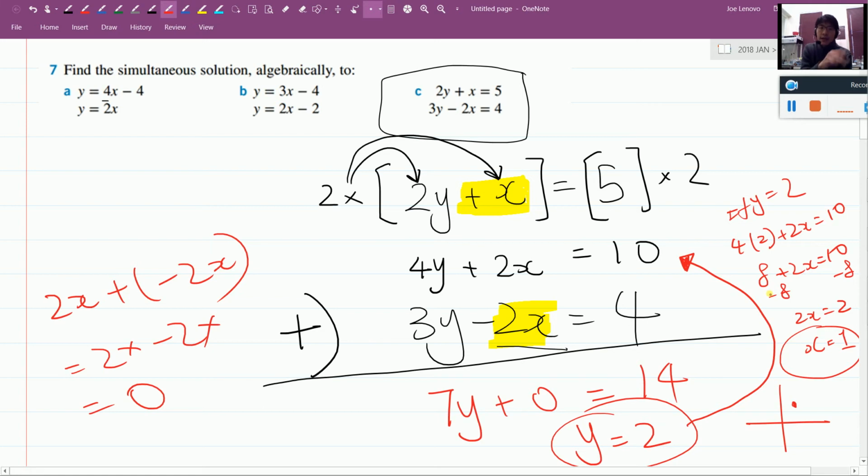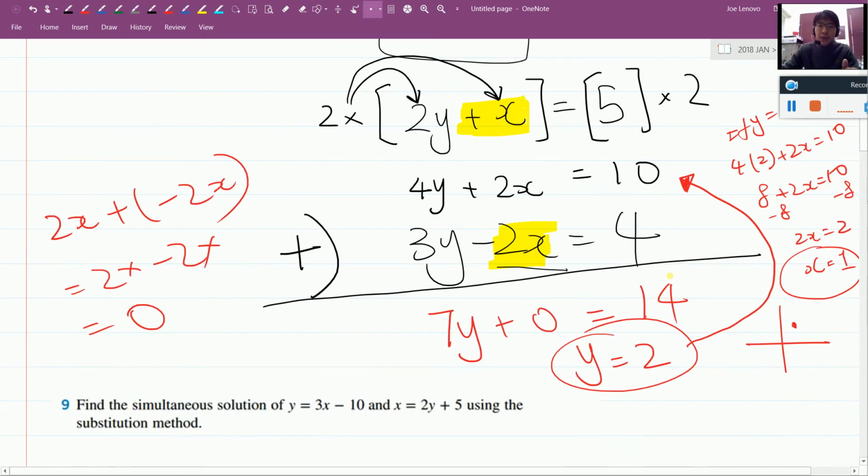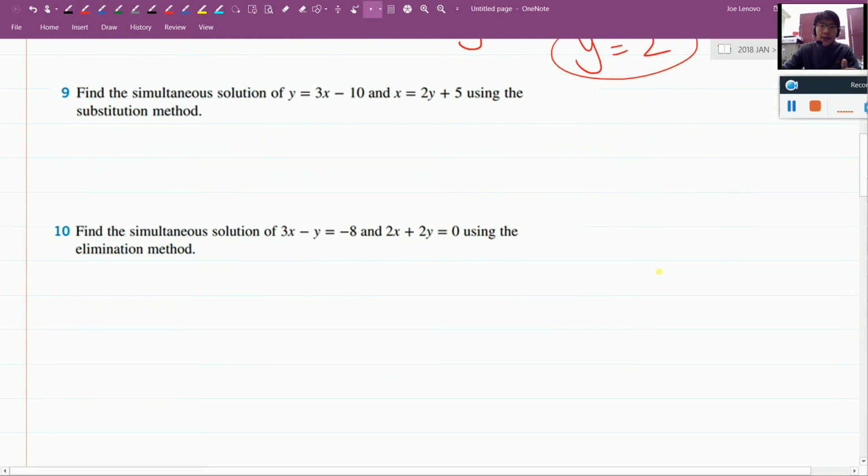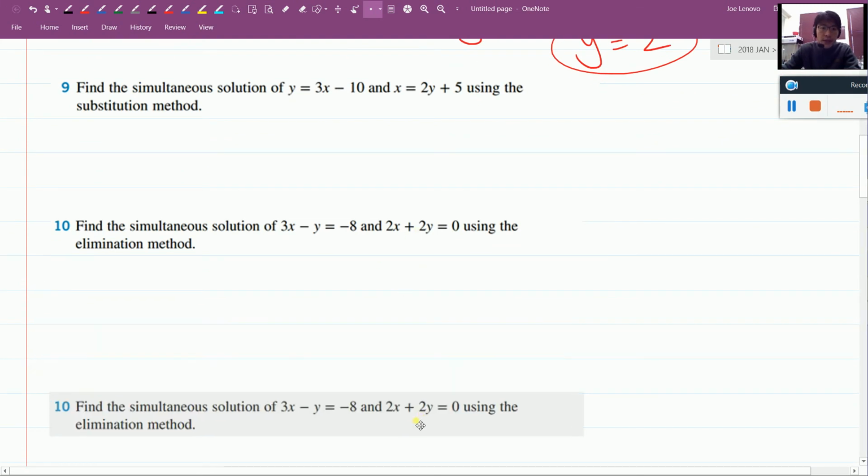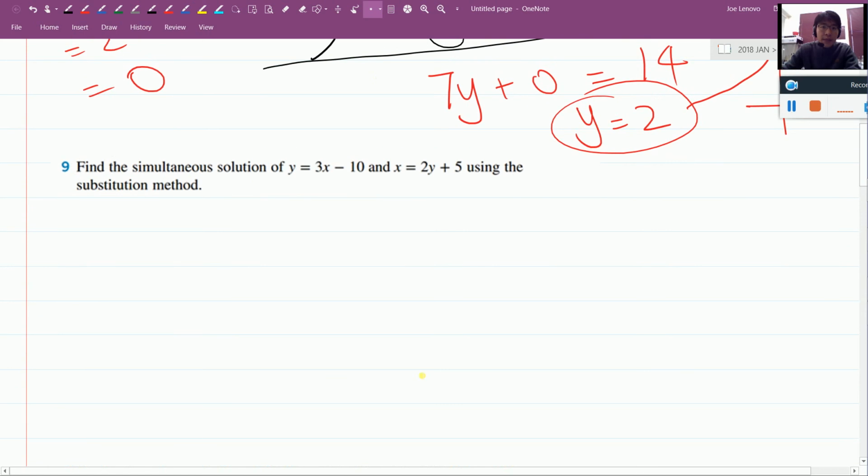So hopefully doing simultaneous equations for those three examples helps you understand that there would be subtraction, and there would be an addition way to do it. Okay, let's move on to the next questions. If you try to see question 9, I'll move this down a bit.